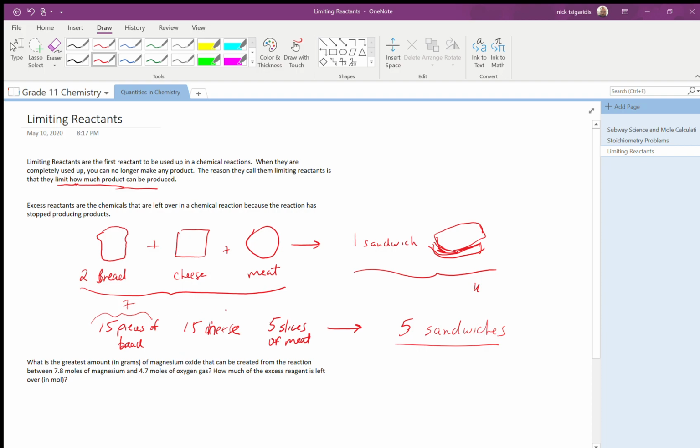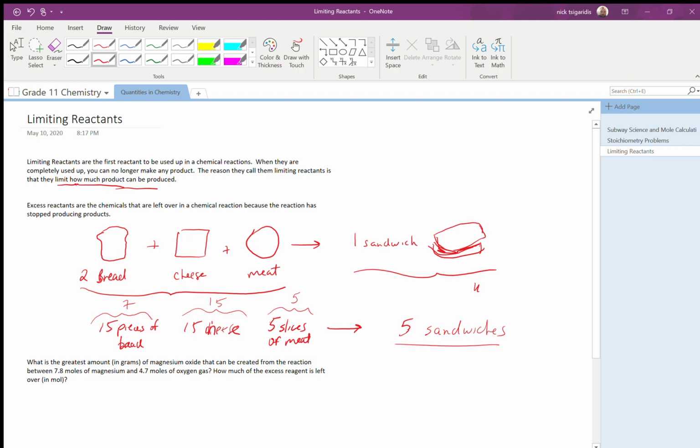If I look at 15 pieces of cheese, I can produce 15 sandwiches with that because each sandwich only requires 1 piece of cheese. But when I look at slices of meat, I can only produce 5 sandwiches. You'll notice that the slices of meat produce the lowest number of sandwiches. Once I run out of a reactant, I can't make any more product. In this case, our product is sandwiches.